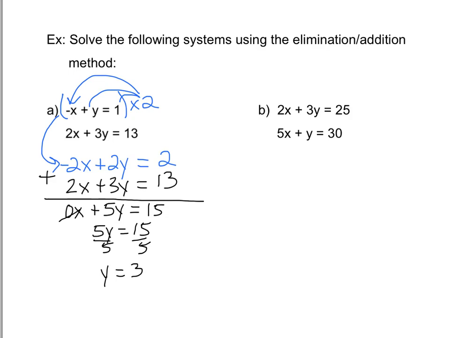Great. Now we need to find x. We'll use the same method that we were using before. You take your y that we just found and you substitute it into either one of the equations. It doesn't matter. And you solve for x. So I'm going to substitute it into the first one. So my first equation was negative x plus y. Well, instead of y, I put the 3 I just found, equals 1.